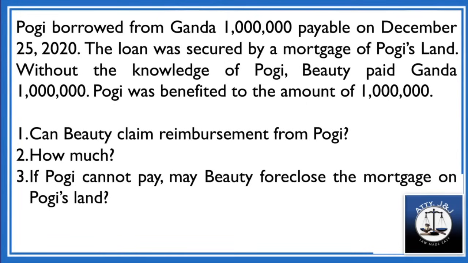Okay. So, simple. Alam nyo na malabang. Dapat consistent na tayo. Ang answer ng number 1, yes, in as much as Pogi was benefited. How much? 1 million pesos. Tapos, if Pogi cannot pay, can she foreclose? No, because Beauty paid without the consent of Pogi. Di ba nga? If payment by the third person was made without the consent of the debtor, the payer, or the third person ay walang right to subrogation, meaning he cannot compel the creditor to subrogate him in his right, such as those arising from mortgage, guarantee, or penalty.